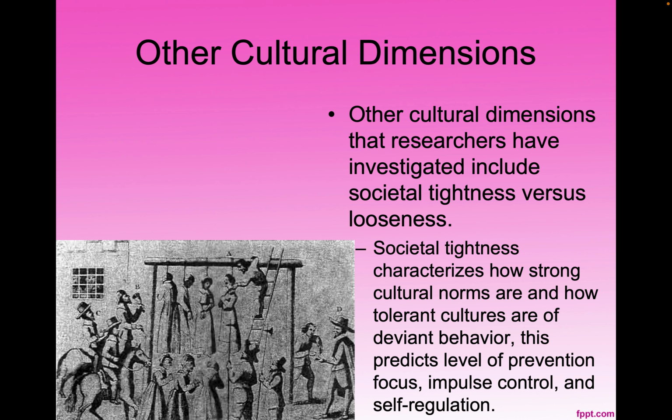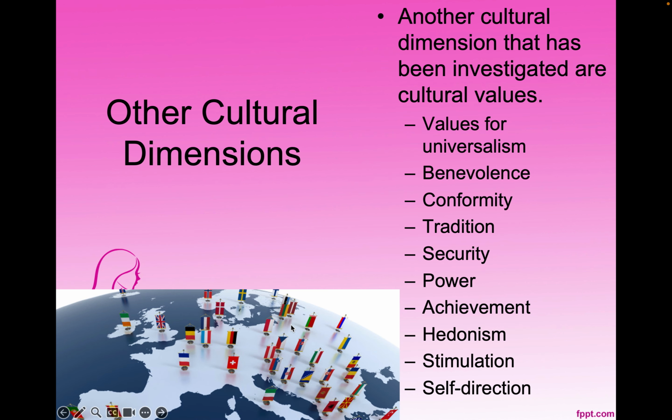Other cultural dimensions that researchers have investigated include societal tightness versus looseness. Societal tightness characterizes how strong cultural norms are and how tolerant cultures are of deviant behavior. This predicts the level of prevention, focus, impulse control, and self-regulation. And here they are, hanging witches, of course. What else is there to do?